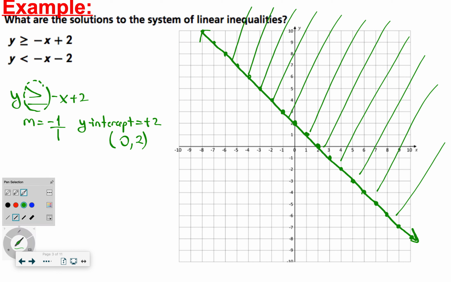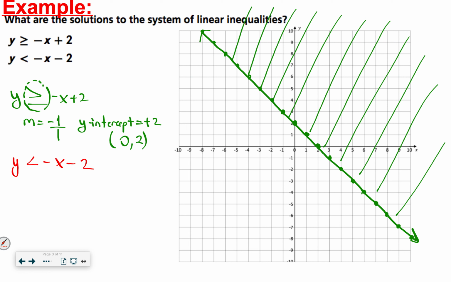Now I am going to draw the second inequality. What is the second inequality? y is less than negative x minus 2. What is your slope? Negative 1 over 1. What is your y-intercept? Negative 2. How can you describe the y-intercept as an ordered pair? (0, negative 2). Plot this on the coordinate plane.